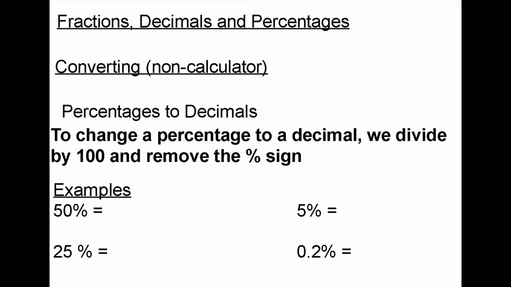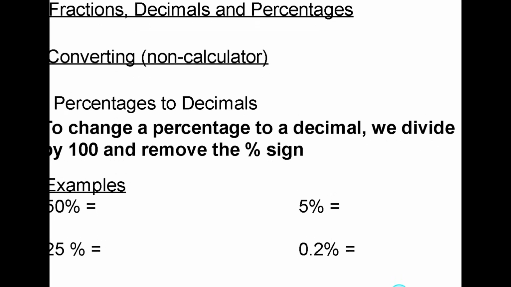In this video, we're going to learn how to convert between fractions, decimals, and percentages without a calculator. Remember, fractions, decimals, and percentages are just ways of indicating parts of a whole. To begin with, to change a percentage to a decimal, we simply divide the number by 100 and remove the percentage sign, because the percentage sign just means out of 100.